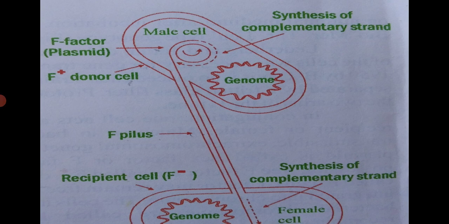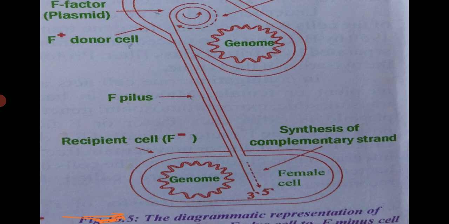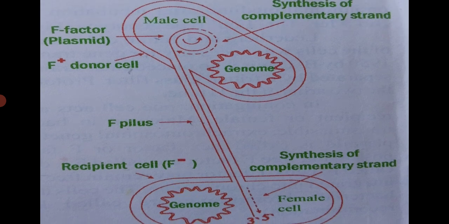This is the genome of a donor cell, or an F plus cell. This is the genome, or chromosome, of an F negative cell, or a recipient cell. This is a plasmid, or F factor. One strand of the plasmid DNA is broken at a site OriT, the origin of transfer, and it replicates by a rolling circle mechanism. The 5' end of the broken strand is displaced and transferred to an F minus cell.